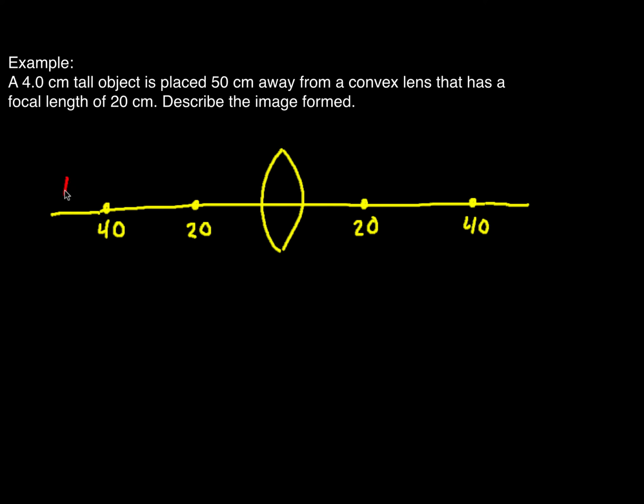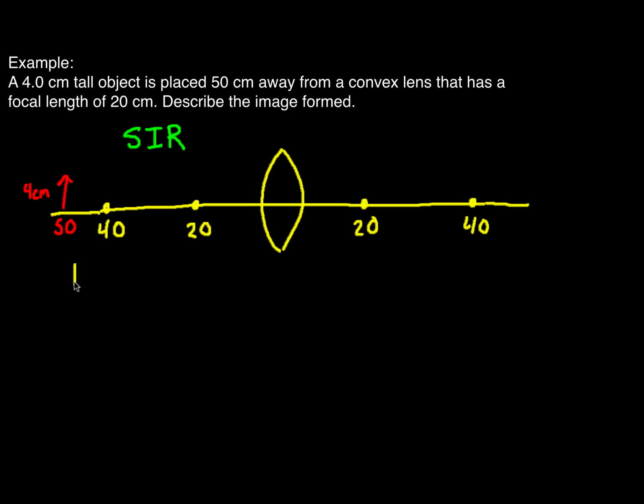Our object is placed beyond the 40 centimeter point. It's at 50 centimeters, and it's a 4 centimeter tall object. Because of the location of the object, we can estimate that the image will be SIR: smaller, inverted, and real. But let's do the calculations to make sure.